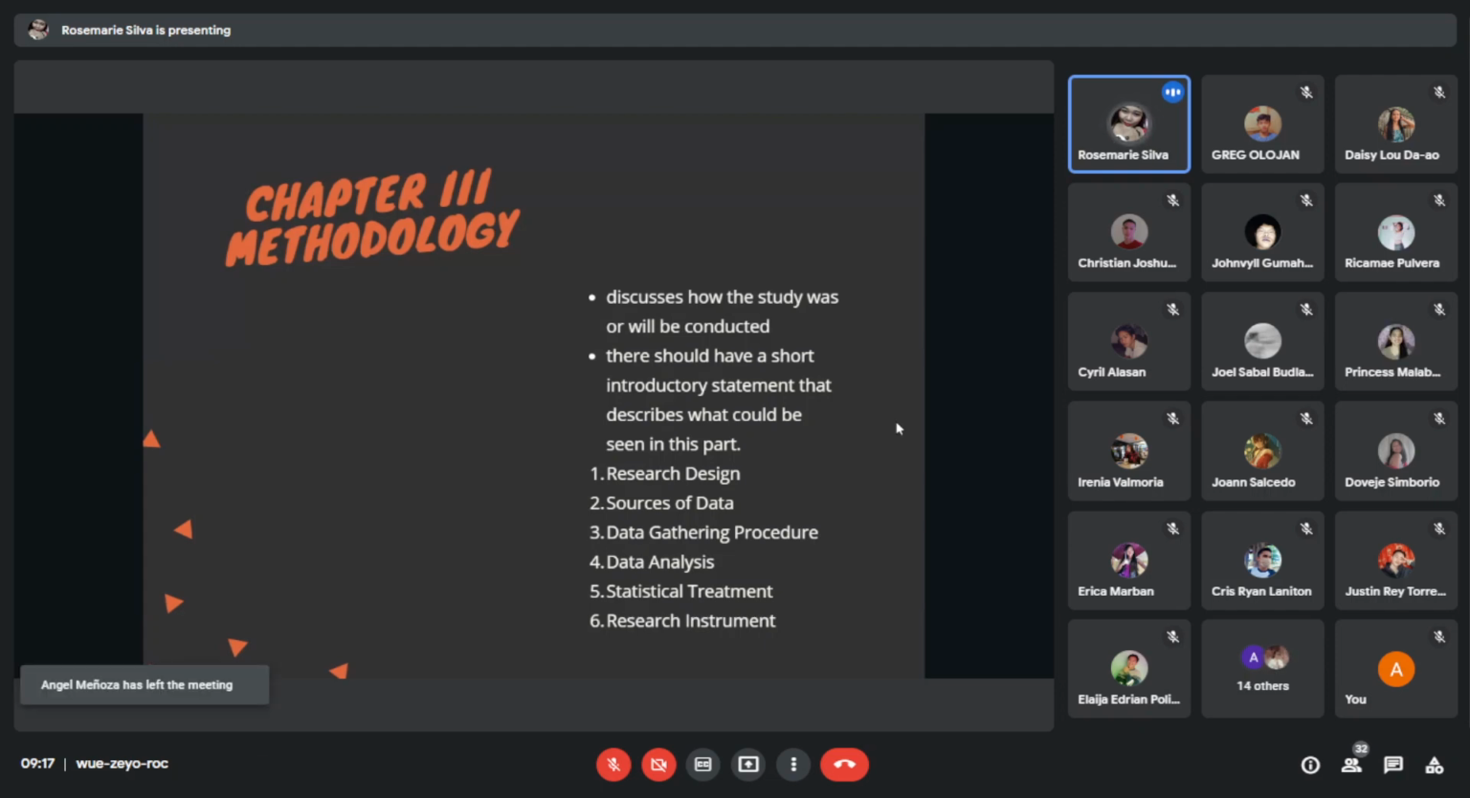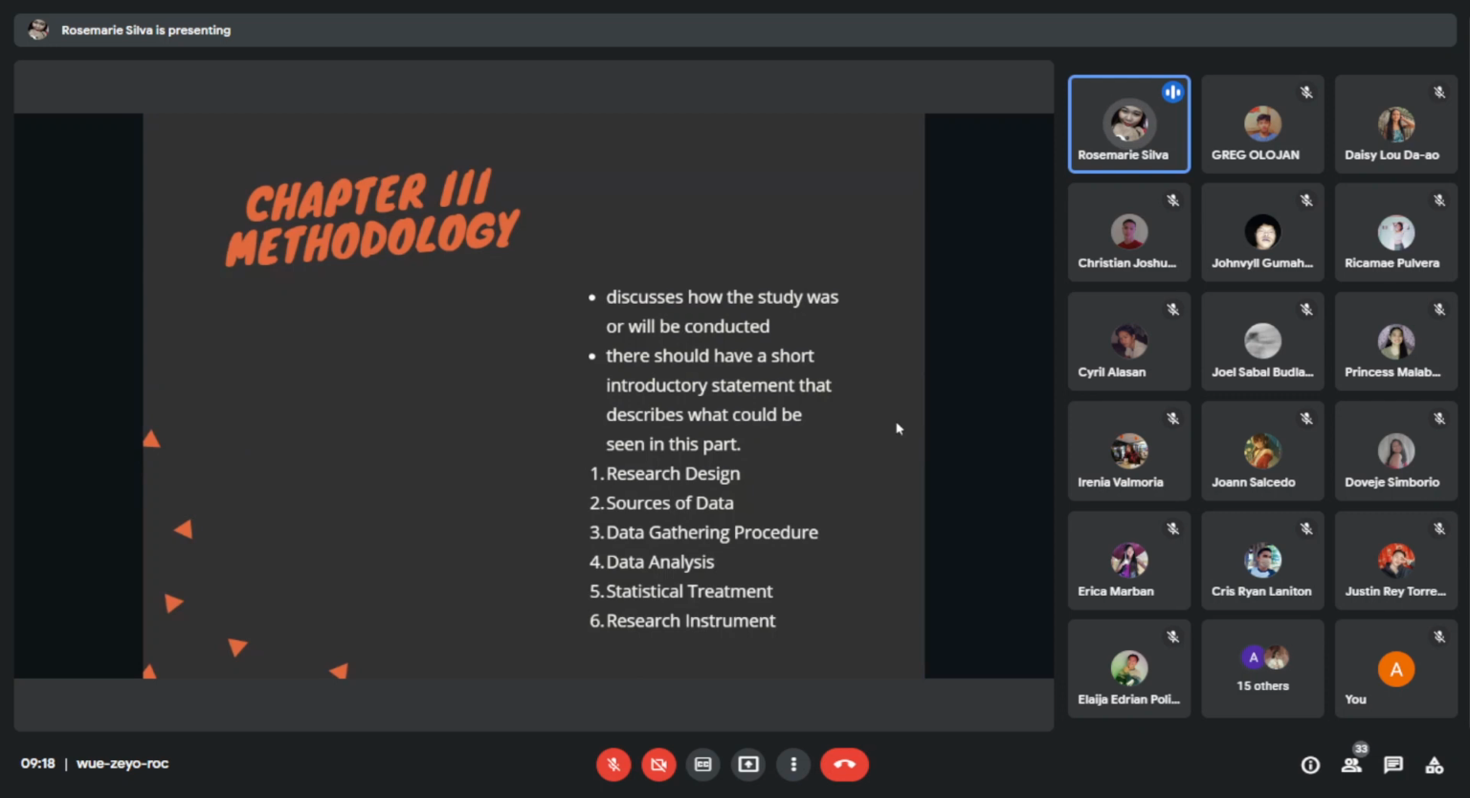The data gathering procedure should be step by step. Write down asking permission, writing the letter to the school where you will gather data. Write that you wrote a letter to your respondents asking permission to get data from them. Then the distribution: how did you distribute your questionnaires? And after you distributed your questionnaire, what did you do with your questionnaires afterwards? So that's the step-by-step data gathering procedure.